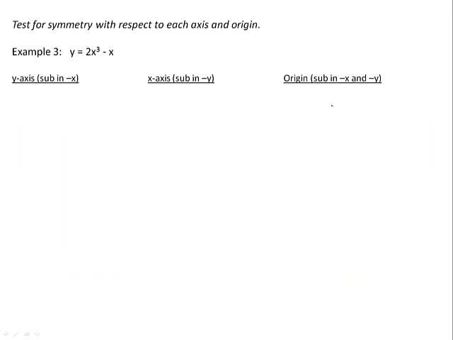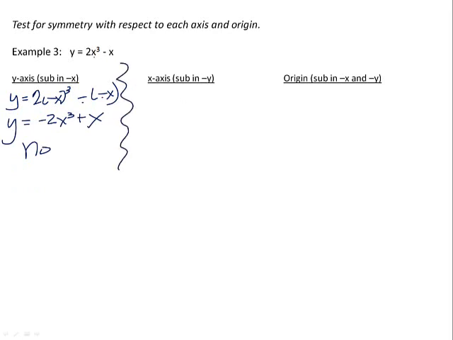So first thing it says I'm doing is the y-axis, so I'm going to sub in negative x. So y equals 2 negative x cubed minus negative x. And I'm trying to get back to that original equation. Well, I know an odd exponent, I keep the sign that I've got. So it would be negative 2x cubed, double negative is going to go positive. Did I get the original equation? Nope. So we know it's not y-axis symmetry. It can have more than one of the symmetries, so that's okay. Could have all three.